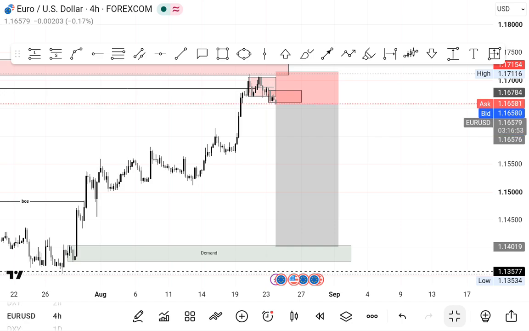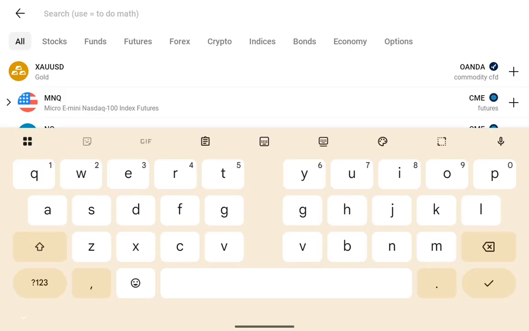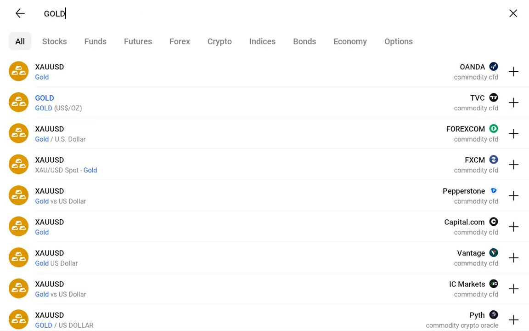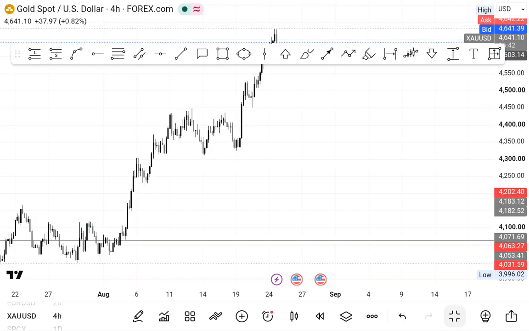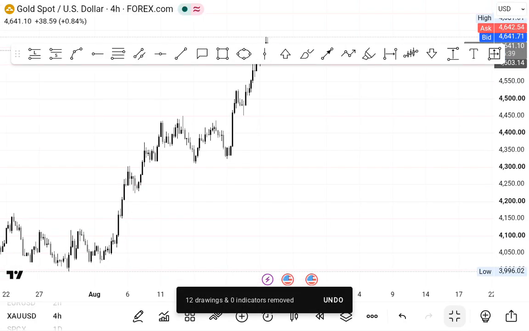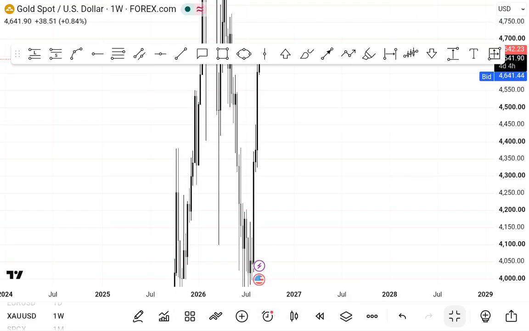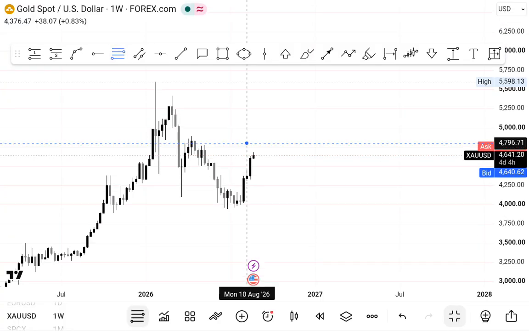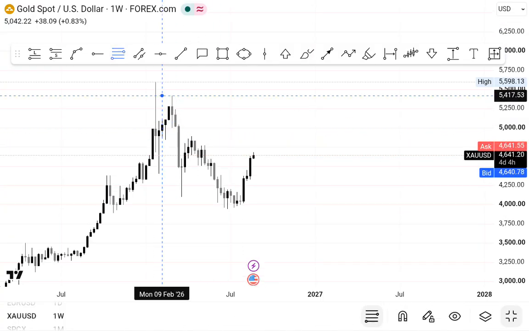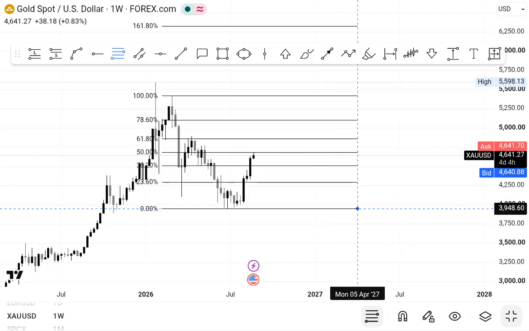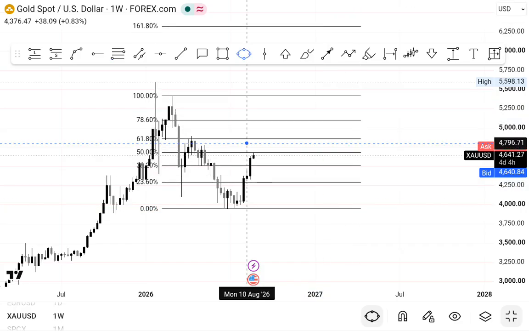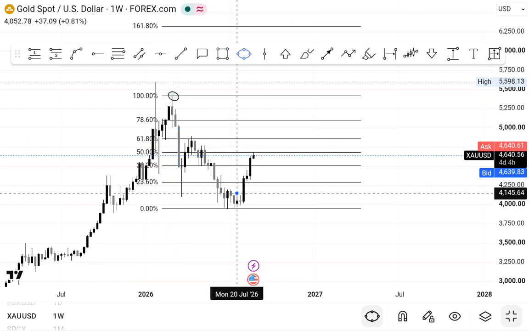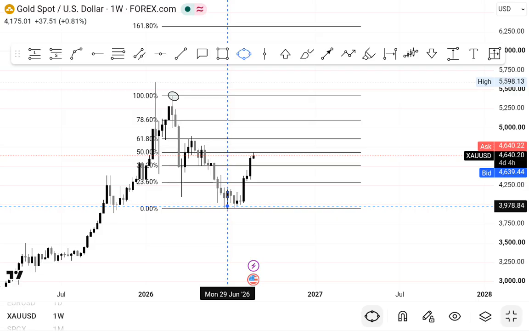So we have EURUSD and we have gold. Like I was saying, I'm already on gold sales. If you look at gold, we can go weekly or monthly, it doesn't matter. What matters is if I take my fib from this to this leg, we have corrected 50% of this major high and this major low.